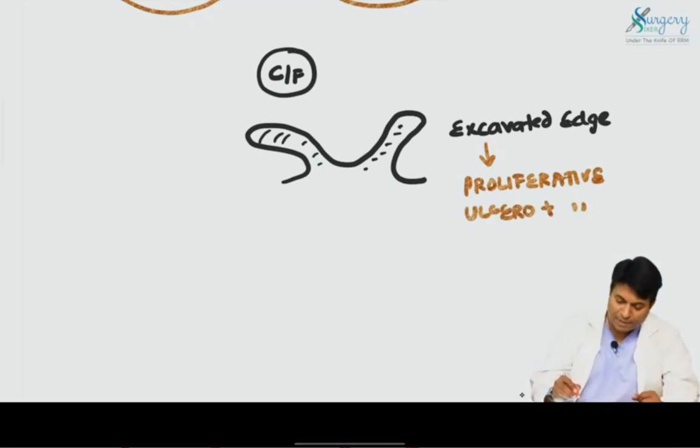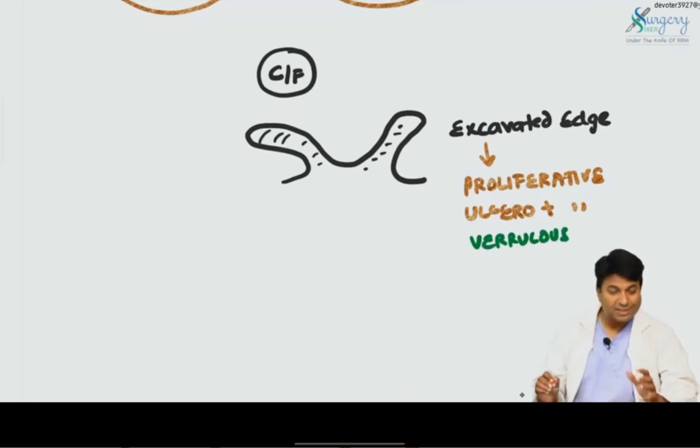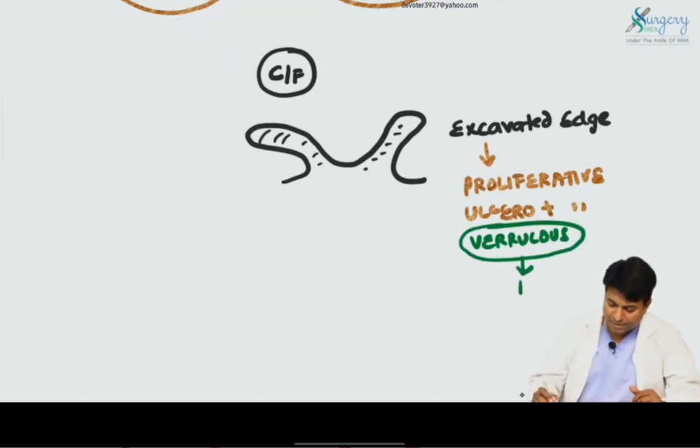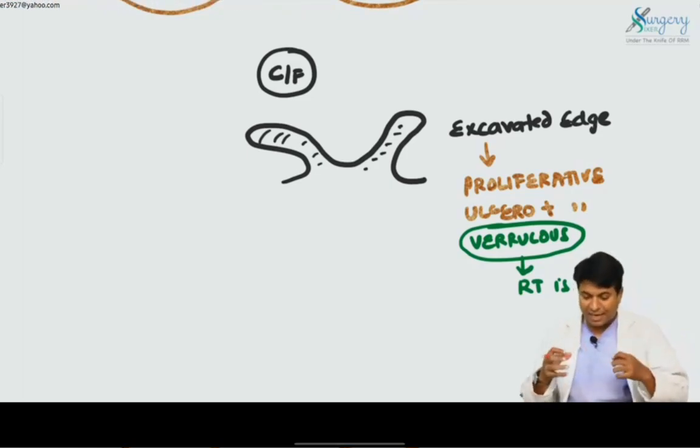It can be verrucous type. There is one more type on appearance, verrucous. I will show you the image. In the verrucous type we should not give radiotherapy. Radiotherapy is contraindicated. If you give radiotherapy for a verrucous type of squamous cell cancer, it will grow more.